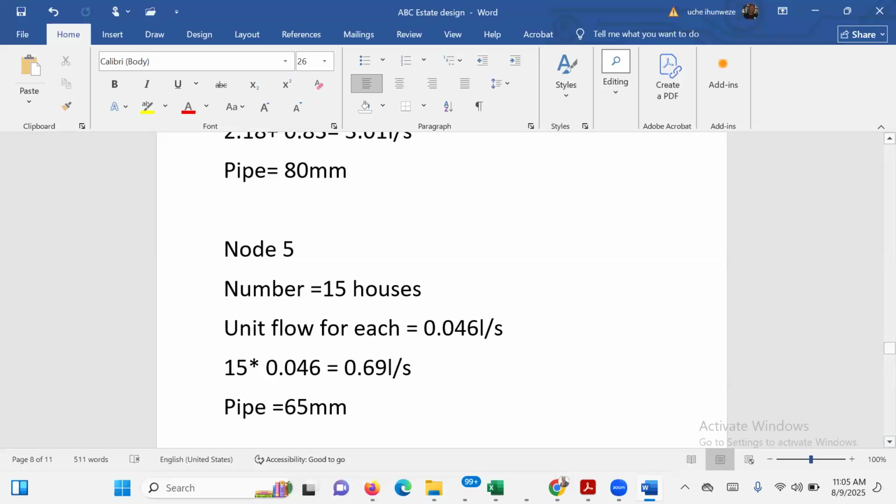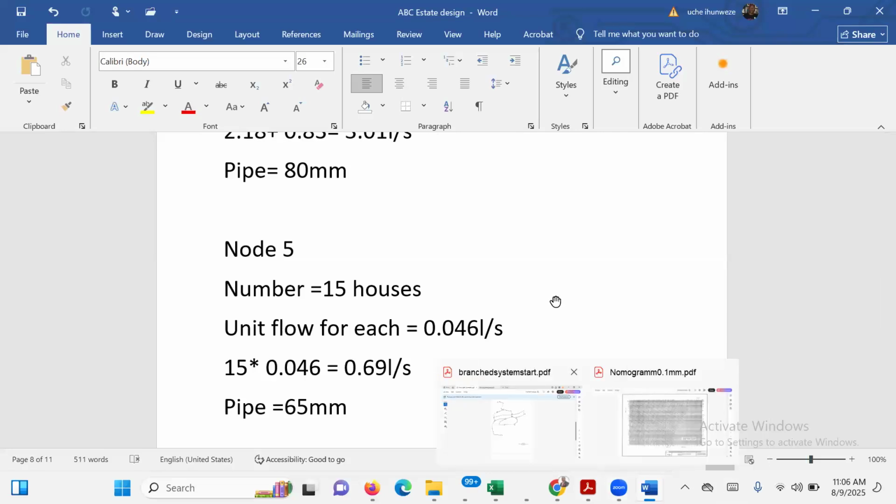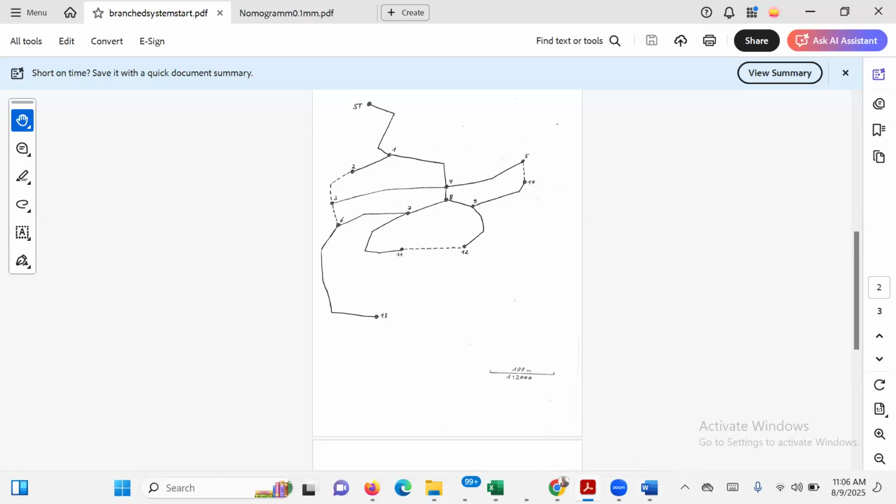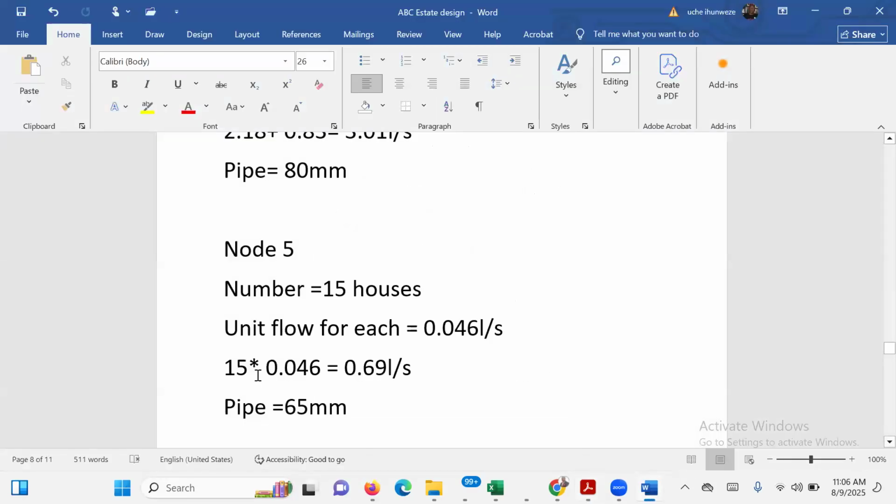We'll go to node 5. How is node 5? Node 5 is standalone. So I just count the number of houses here and do the calculation. So 15 times the value for 1 will give you 0.7. The nominal pipe size remains 65.